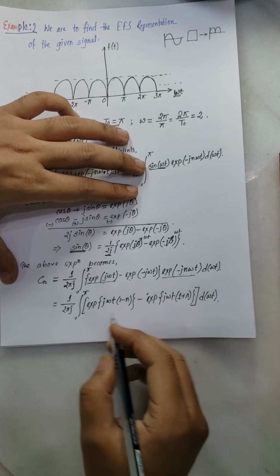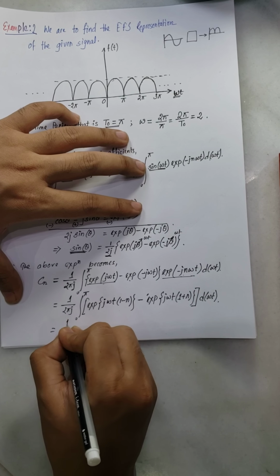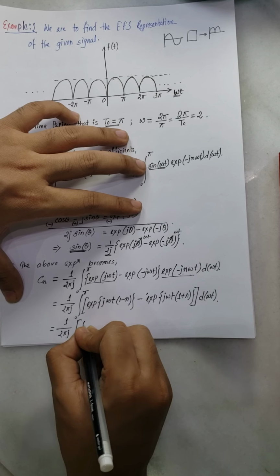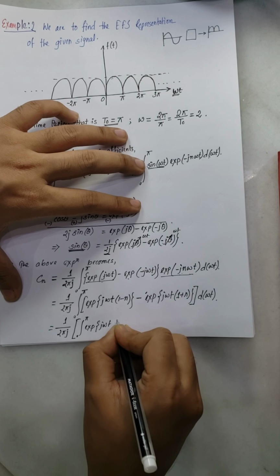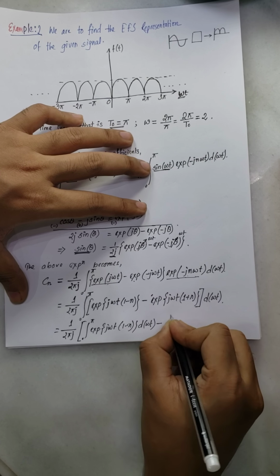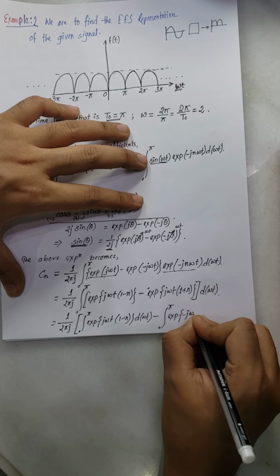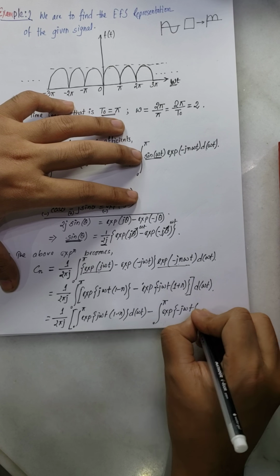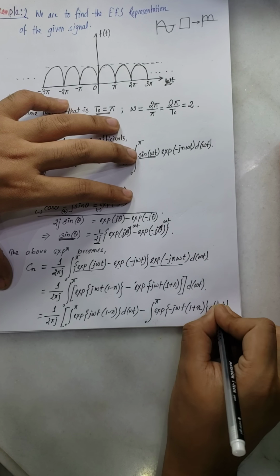Now, as per the property of integral or integration operator, we can divide these two terms into two integrals, and it becomes 1 over 2 pi j taken as common, integral over 0 to pi e to the power j omega t 1 minus n d of omega t, minus integral 0 to pi e to the power minus j omega t, sorry, there will be a minus over here, 1 plus n d of omega t.